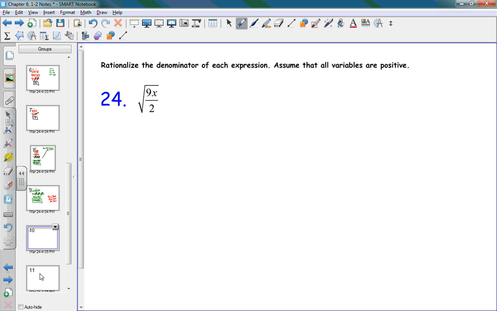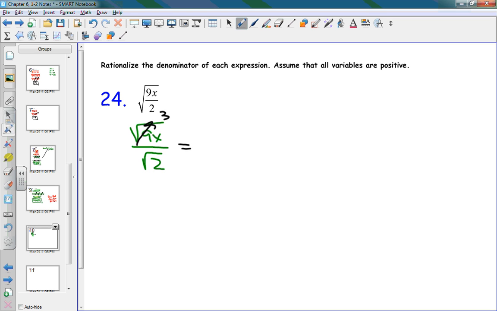We can never have a radical in the denominator. And many of you are saying to Mrs. Yoder, I don't have a radical in the denominator. But you technically do. If I divorce those two, the numerator and the denominator, what does that give me? The square root of 9x over the square root of 2. Do we see that? Yes or no? Yes. So what is the square root of 9? That comes out as 3.